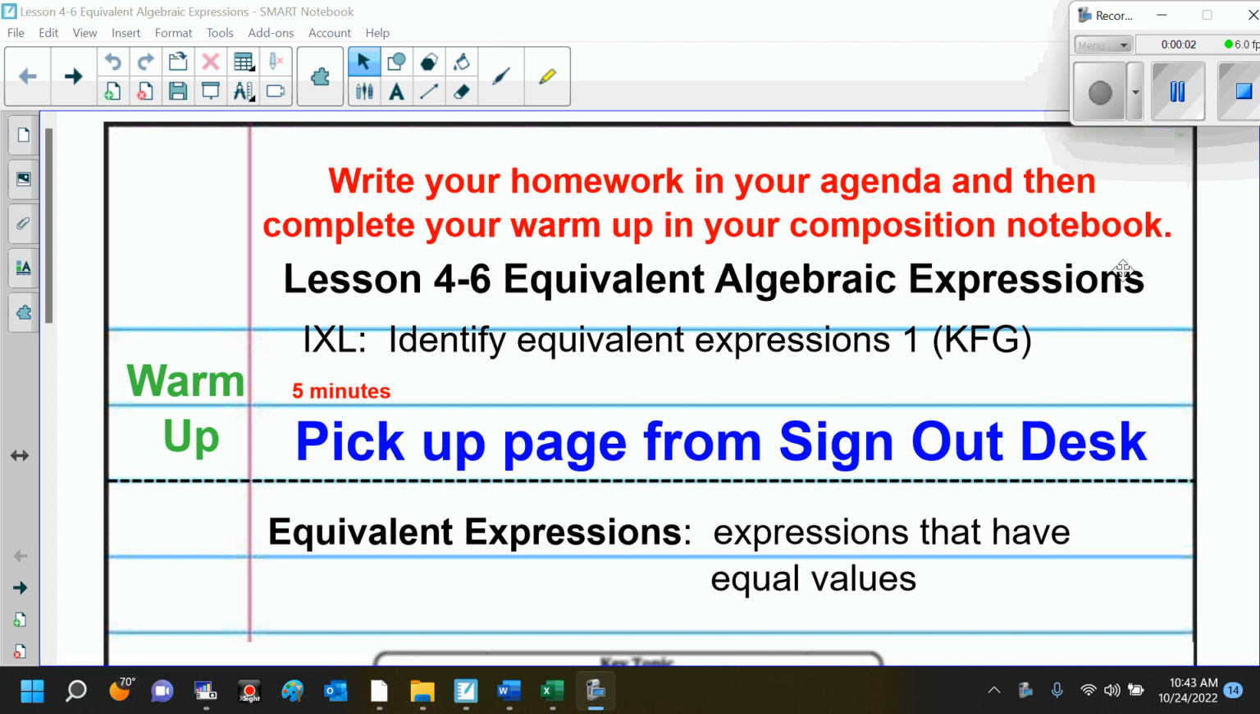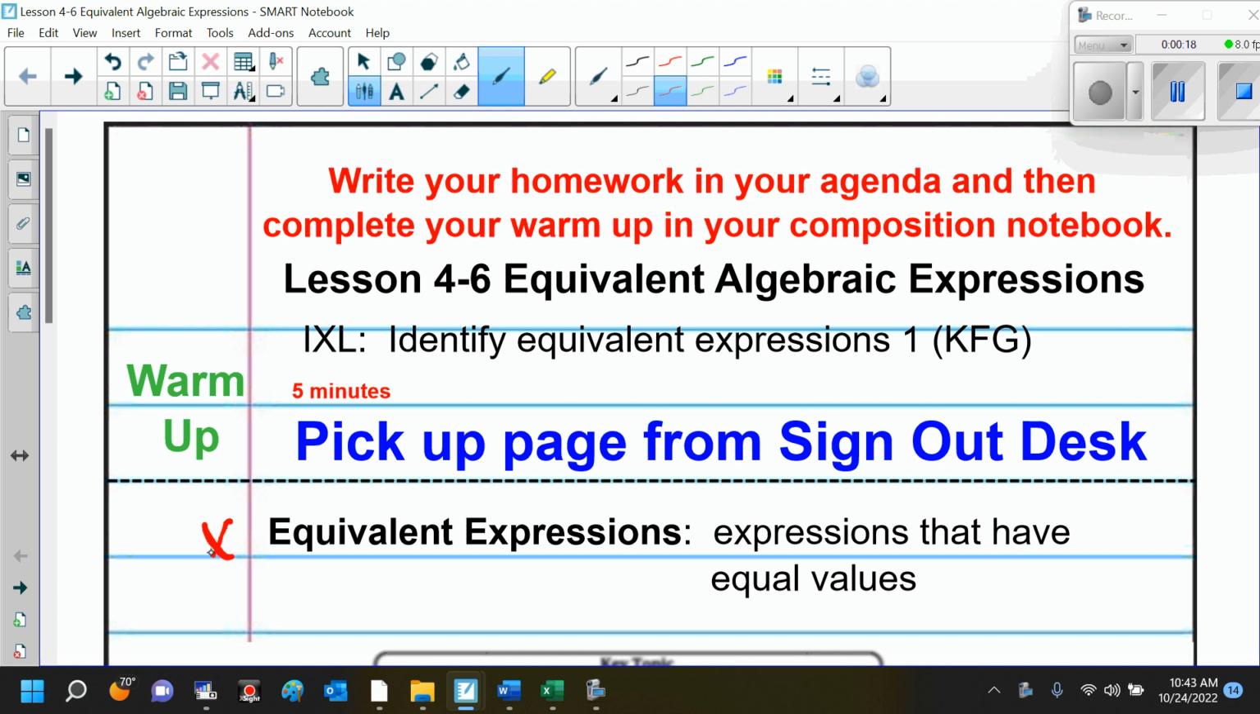All right, so lesson 4-6 is equivalent algebraic expressions. An equivalent expression is expressions that have equal values. Please make sure you write down that definition right there.